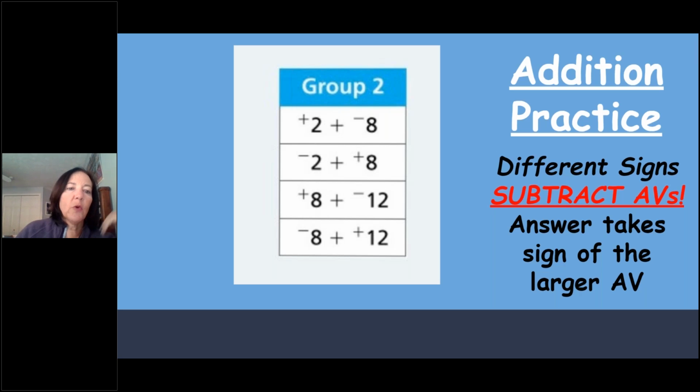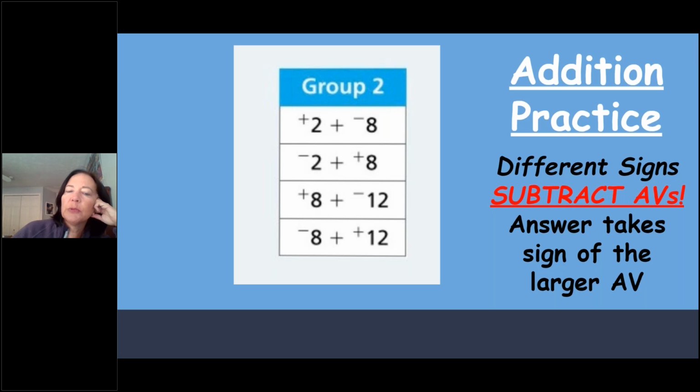Okay, now on this screen, all of the problems, all of the numbers that we're adding, they have different signs. One's always a positive and one's a negative. So anytime our signs are different, we're going to wind up subtracting those absolute values, which feels very strange. And our answer is going to take the sign of the largest absolute value. So not of the largest number, but of the term that is the farthest from 0. So let's start with that.